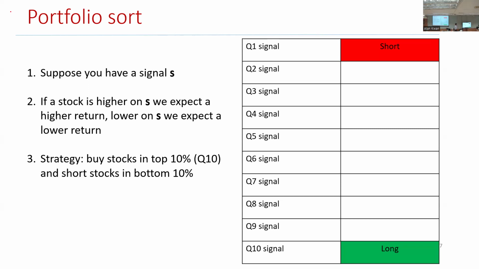Now, whenever you read backtests, they oftentimes have different buckets. Now, the question is, why did I pick 10 buckets?